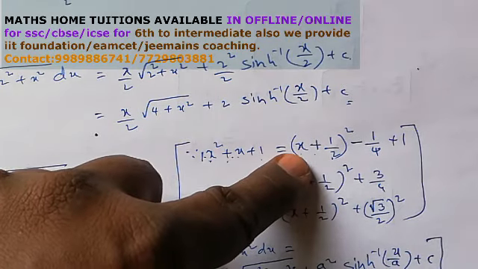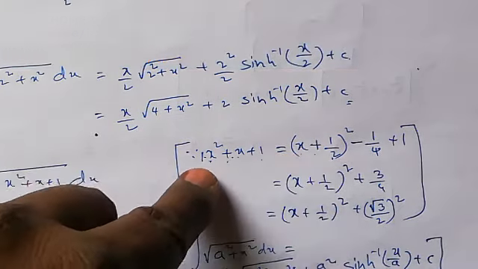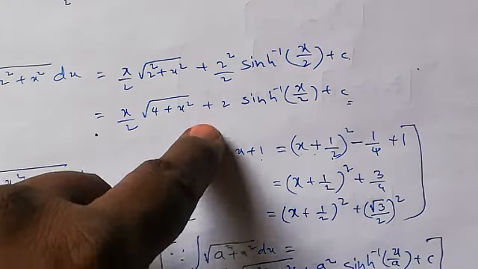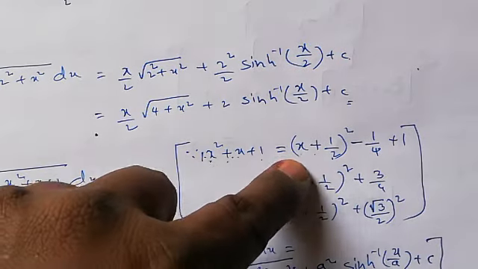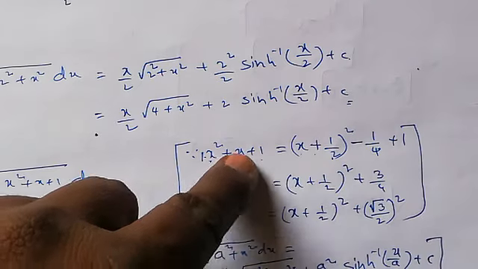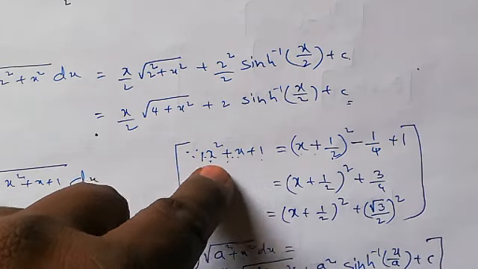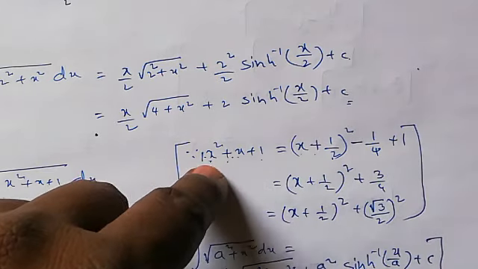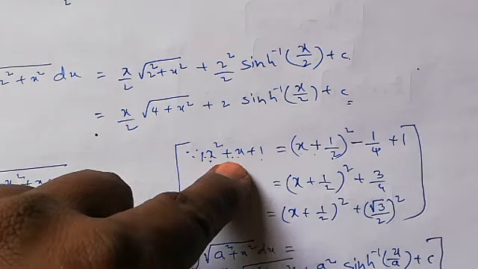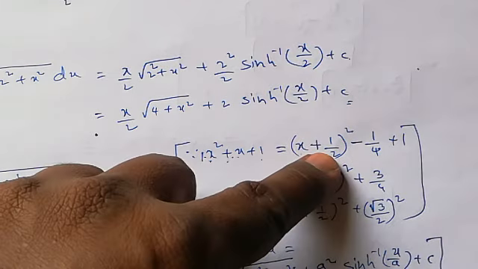You learned this in your previous classes. Here, first write x. Next observe the sign between the linear term and the quadratic term. This is the quadratic and this is the linear term. What is the sign between them? Plus. So you keep plus here.